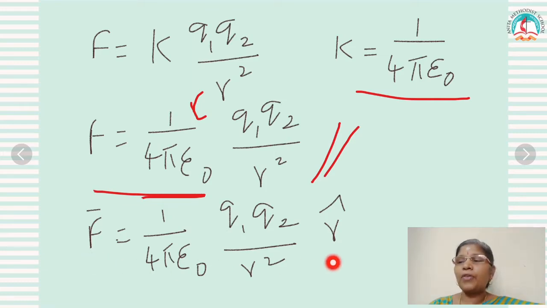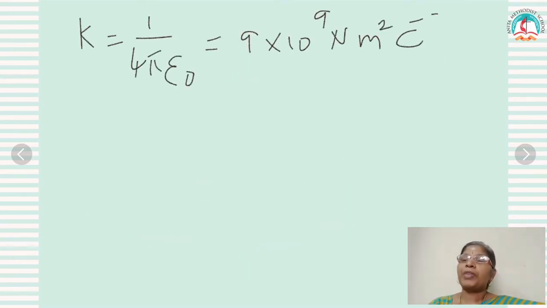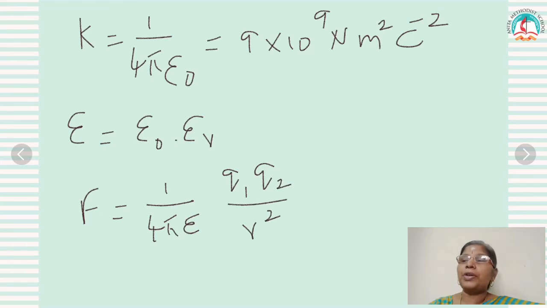This is the vector form of Coulomb's inverse square law. F is equal to 1 by 4 pi epsilon 0 Q1 Q2 divided by r square multiplied by the unit vector. Now K is equal to 9 into 10 power 9 N m square C power minus 2. This is the unit of K.